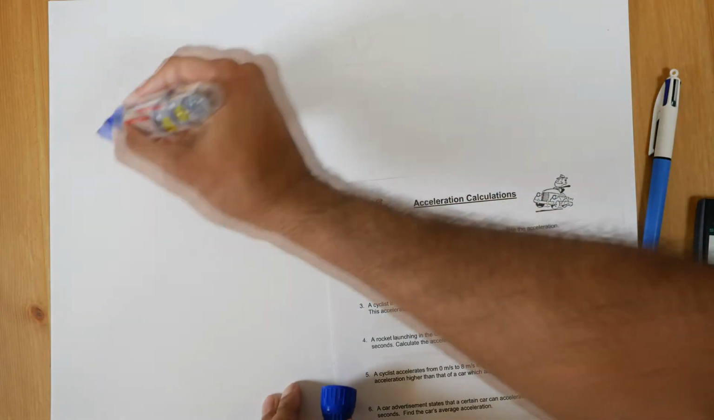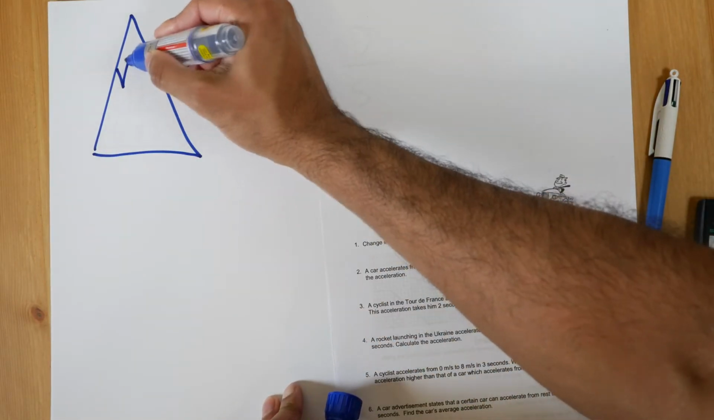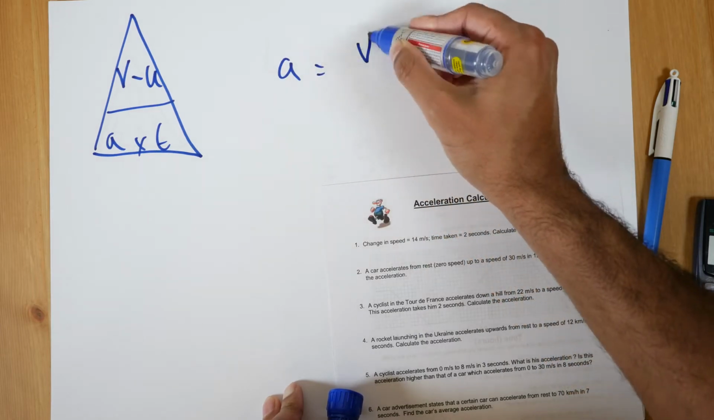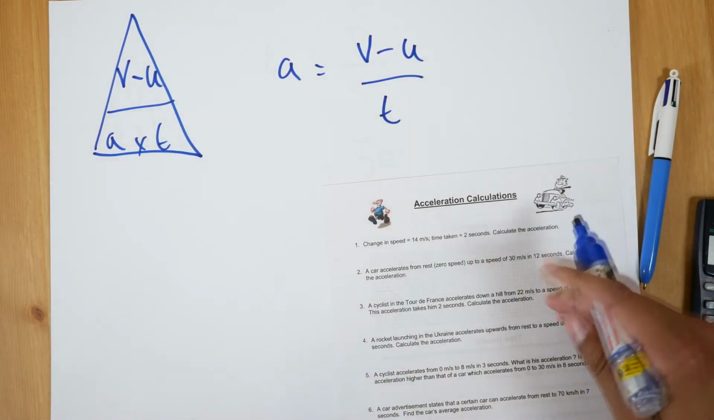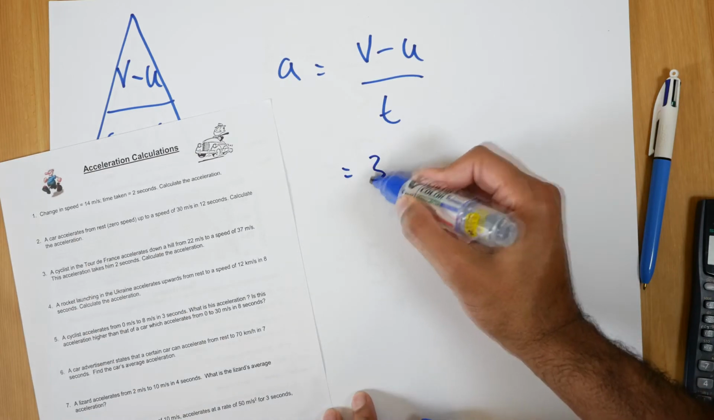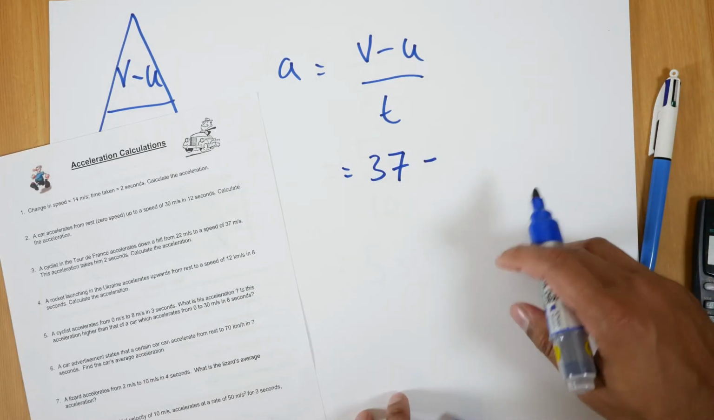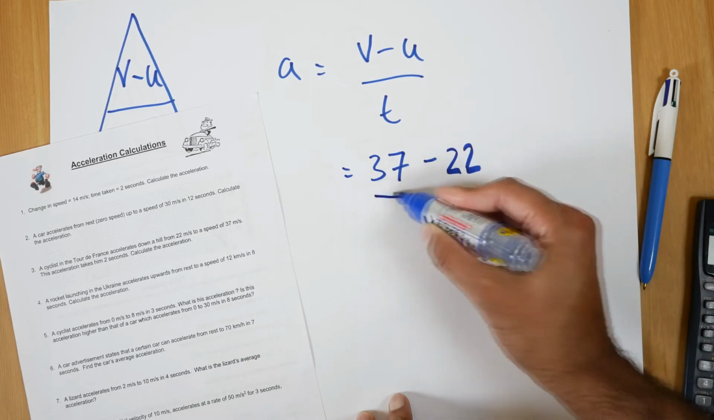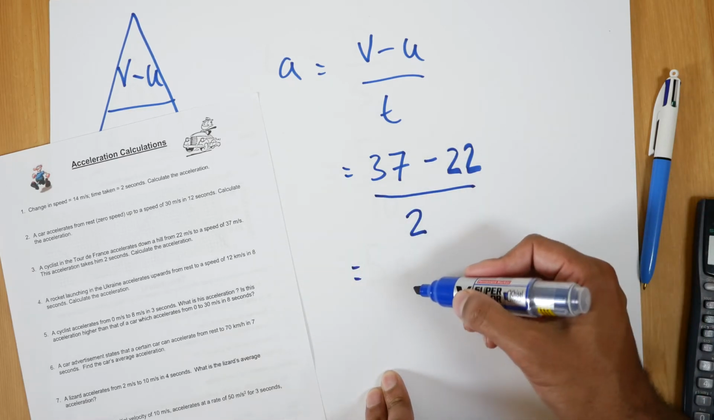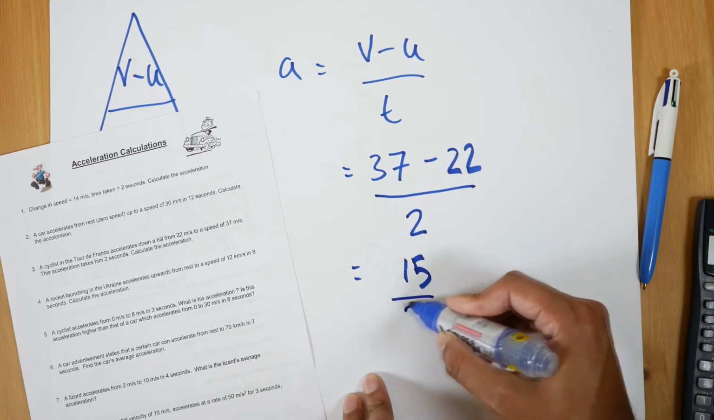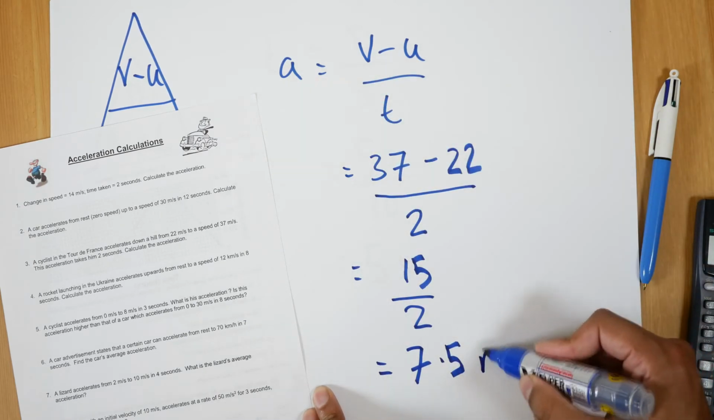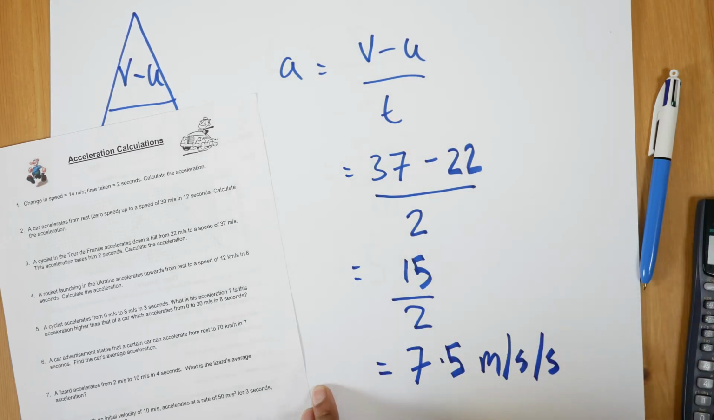First of all, I want my triangle. So let's just draw that. It's v minus u like that, a times t, where a would be equal to v minus u divided by t. Now v is the final velocity, and his final speed was 37 meters per second. And his starting speed was 22 meters per second, divided by the time taken, which is 2 seconds. So if you work out 37 minus 22, you get 15. And 15 divided by 2 would be 7.5. And because it's an acceleration, it's meters per second squared.